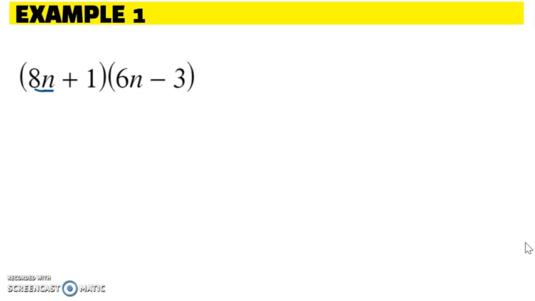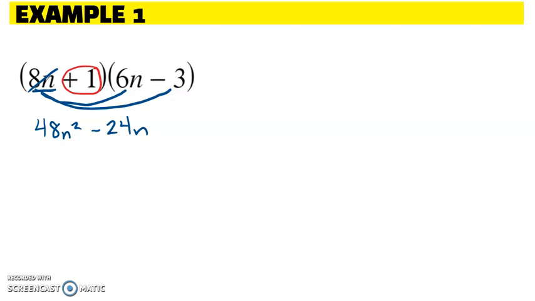So I take the 8n and I'm going to multiply it first. So 8n times 6n, that's 48n squared. 8n times -3 is -24n. And I've multiplied 8n times everything in the other parentheses, okay? So then I take the 1, the positive 1, and I'm going to multiply that times everything, right?